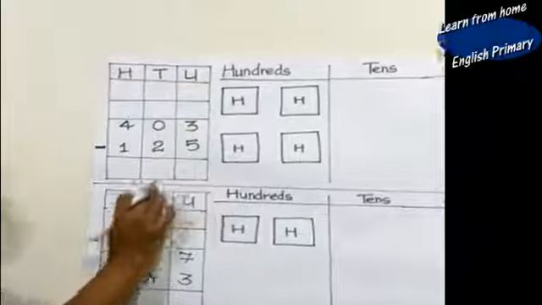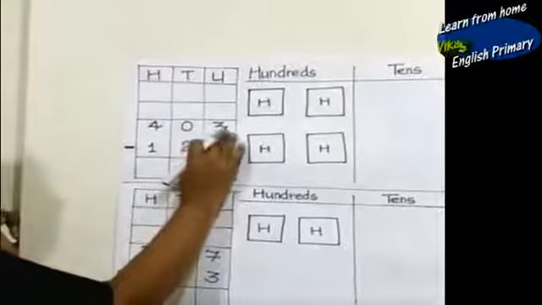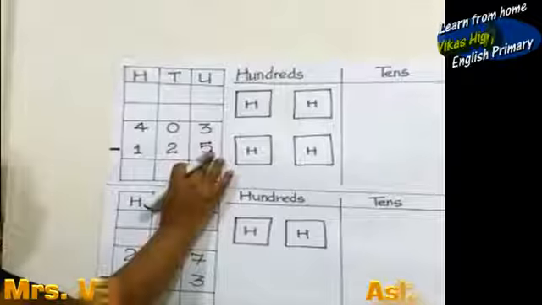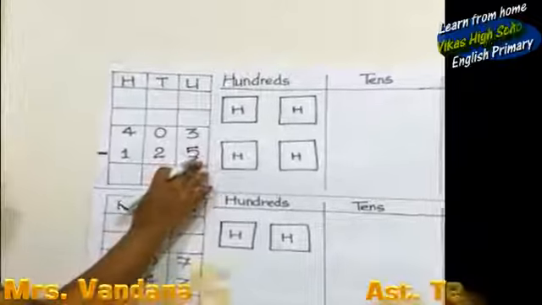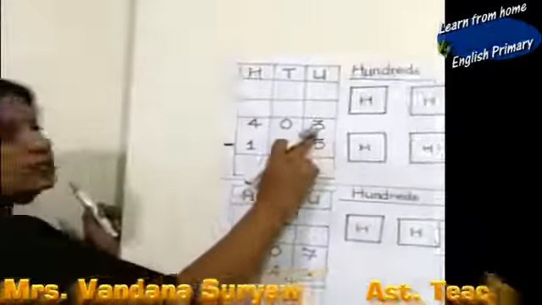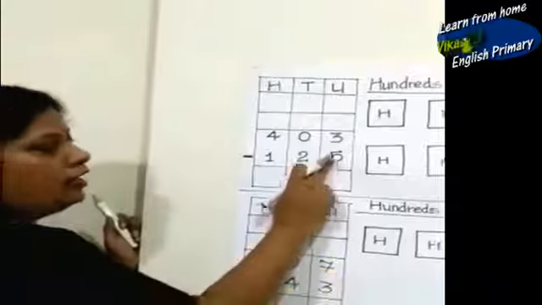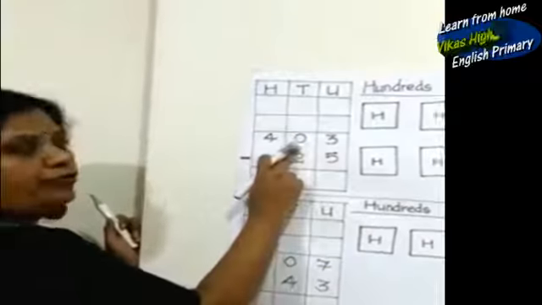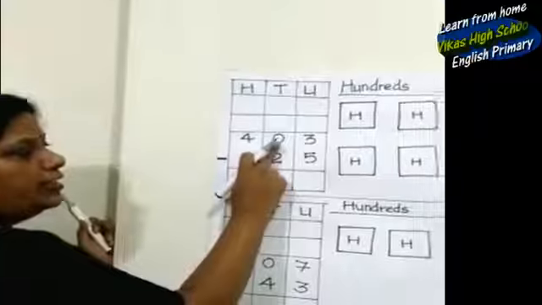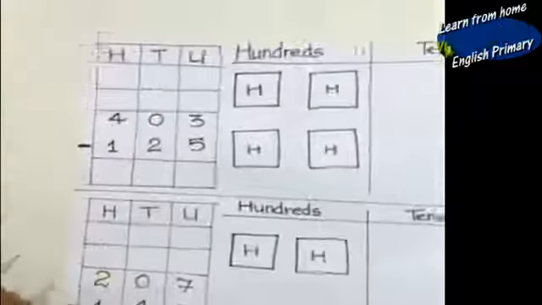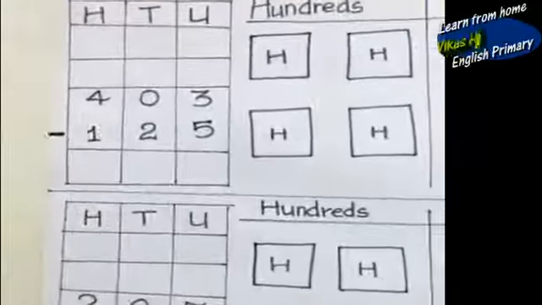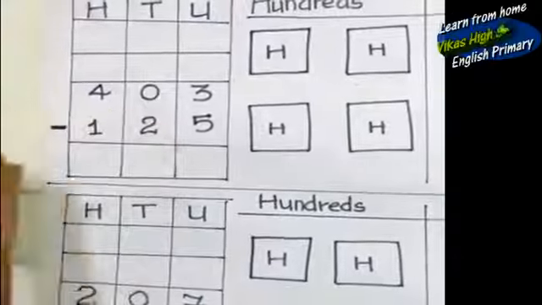So let us see what are the digits in the units place. Here it is 3 minus 5. So can we minus this? No. Why? Because 3 is smaller than 5. So let us see whether we can borrow it from the tens column. In the tens column, we can see here it is 0. 0 means nothing. So we can't borrow anything from 0.